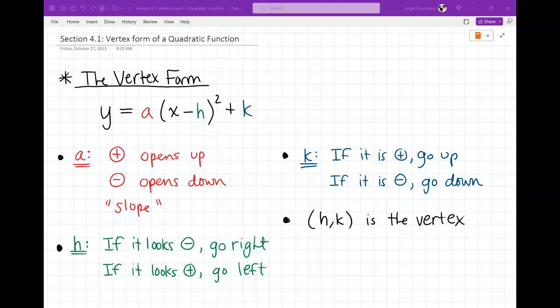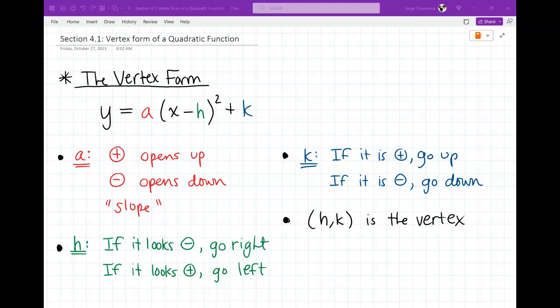So today we're going to start off with section 4.1, the vertex form of a quadratic function. Before the recording started, I had mentioned how there's two forms for quadratic functions. There's vertex form and standard form. So today we're doing vertex form. Monday we will do standard form.